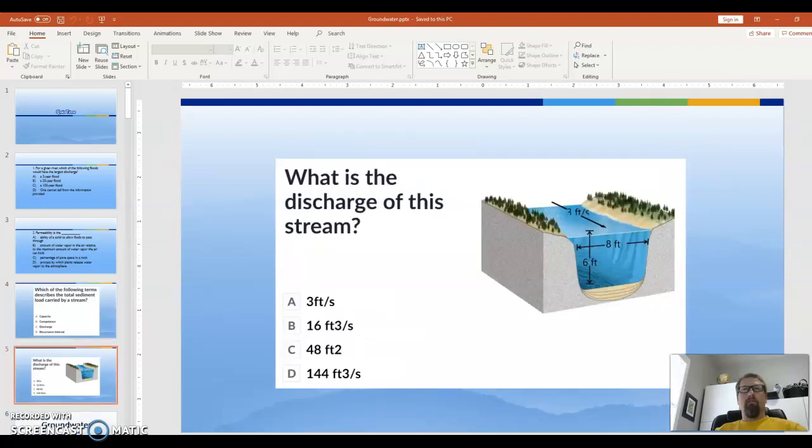All right, finally got to do a little math on this one, but you should be able to do that quickly in your head. So in this example, our area is 8 times 6, which is 48, but we have to also multiply by the velocity, 3 feet per second. That gives us 144 cubic feet per second, T.